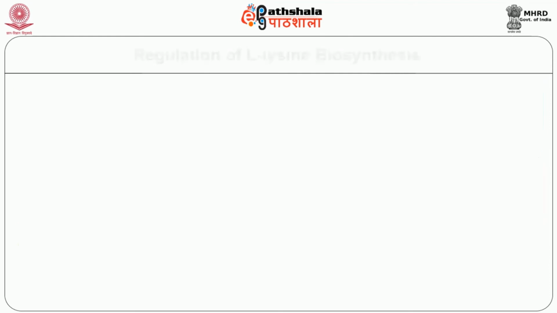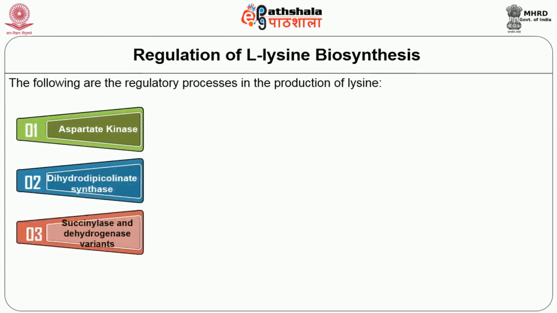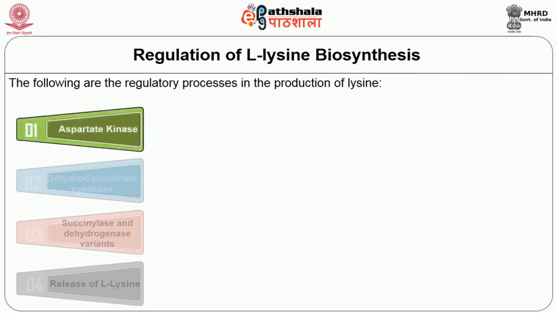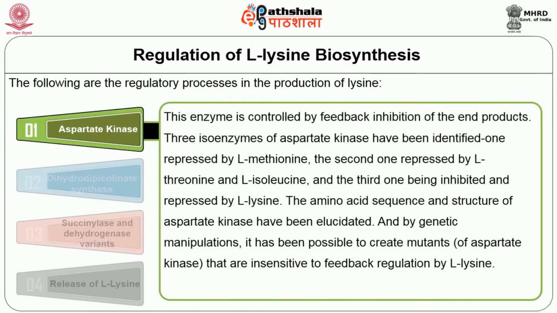Coming to the regulation of lysine biosynthesis, there are certain regulatory processes in the production of lysine. First important enzyme is the aspartate kinase. This enzyme is controlled by feedback inhibition of the end products. 3 isoenzymes of aspartate kinase have been identified, one repressed by L-methionine, the second by L-threonine and L-isoleucine, and the third one being inhibited and repressed by L-lysine.